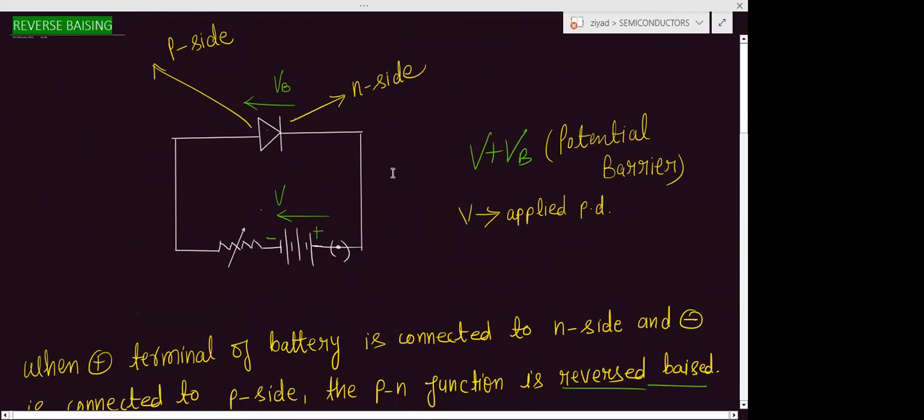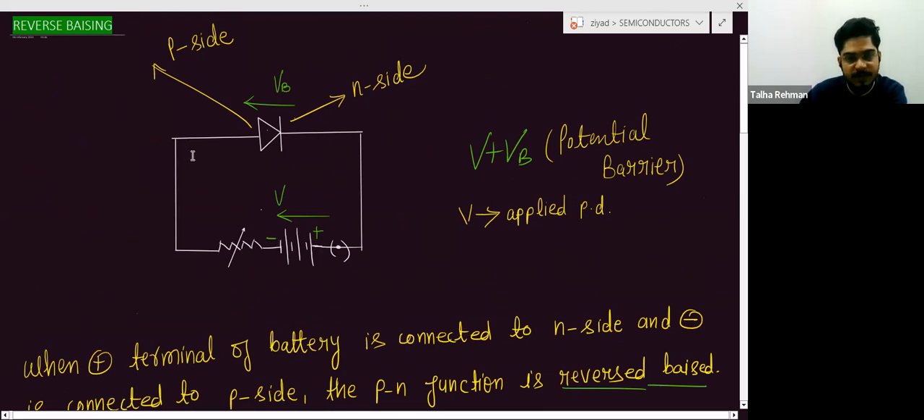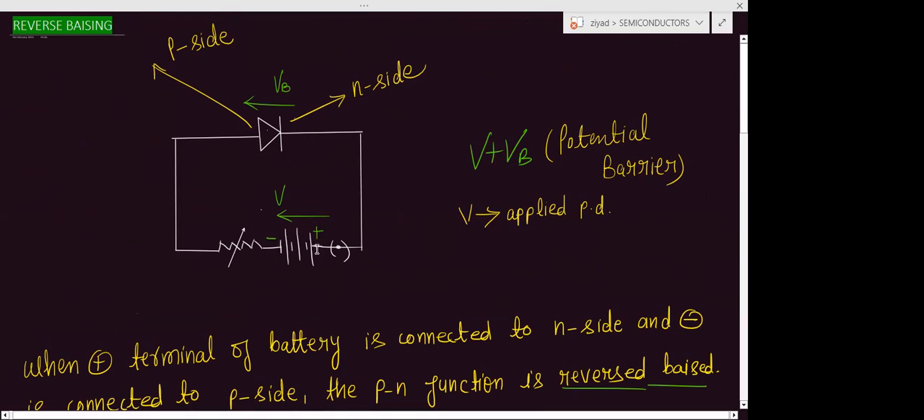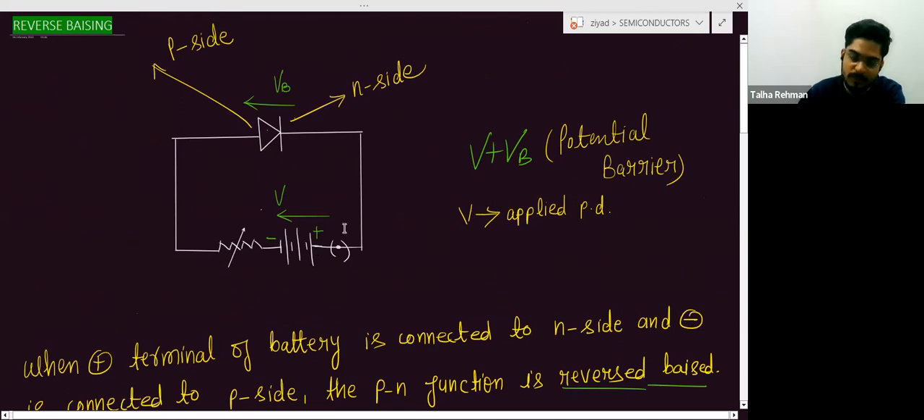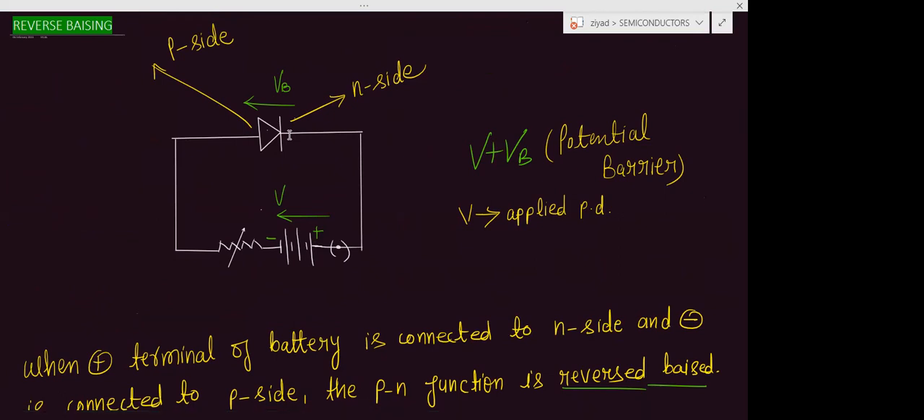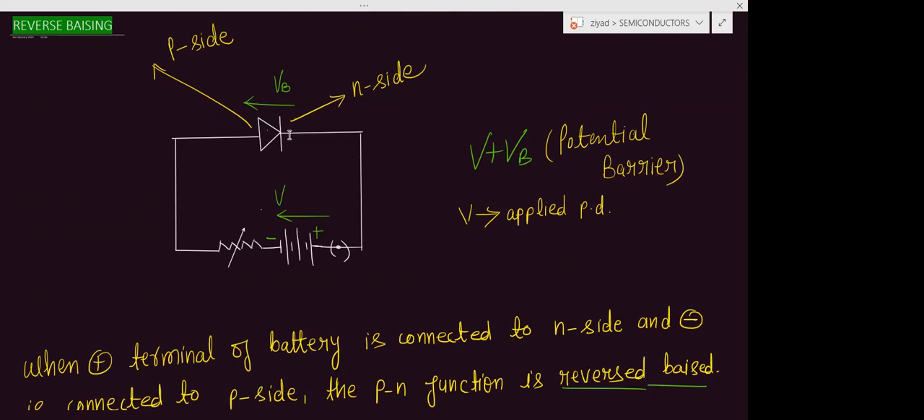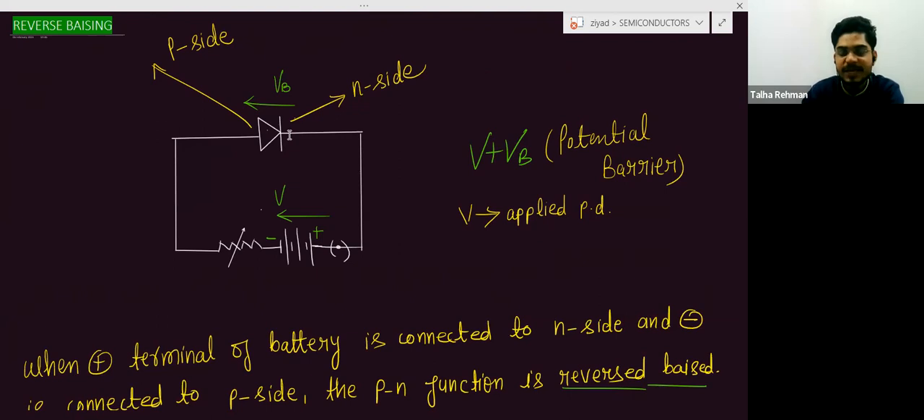So what we learned from the reverse biasing? The negative end of the battery will be connected to the P side, and the positive end to the N side. The potential barrier will increase, resistance will increase, depletion layer thickness will increase, and current will decrease. There will be some small current due to the minority charge carriers due to the temperature.